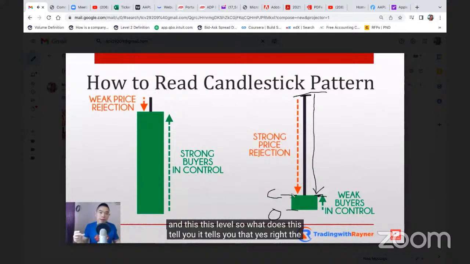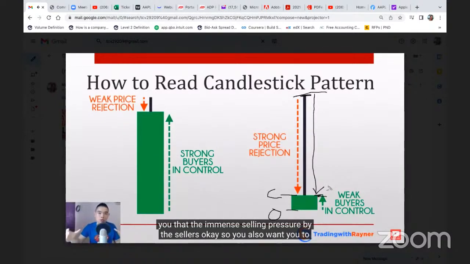It tells you that yes, the buyers did push the price up slightly higher for the session, but there was an immense amount of selling pressure, a strong price rejection, that actually pushed the price lower during the session. So you can see that over here, this isn't a very bullish pattern. In fact, it's quite bearish. It shows you the immense selling pressure by the sellers.